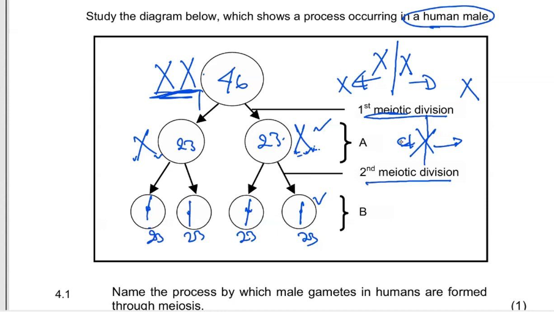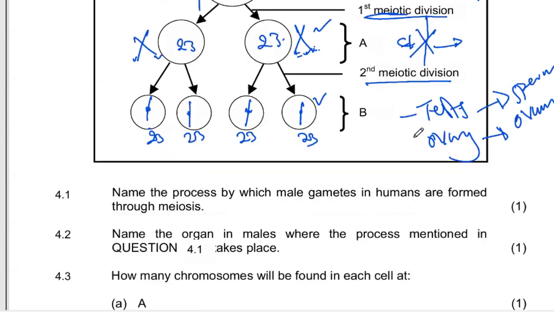So once we know how we can interpret it, then now we can apply it. Where does meiosis occur? In male, it occurs in the testes to produce sperms. And then in female, it occurs in the ovary to produce ovum. Okay, let's go and answer.